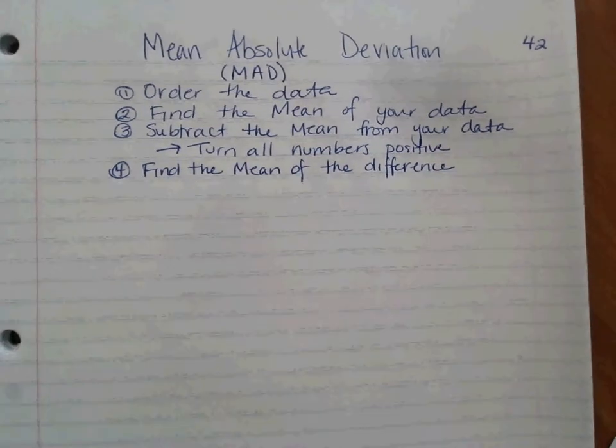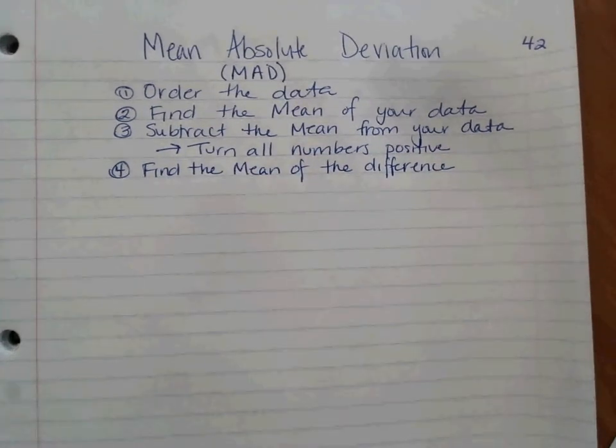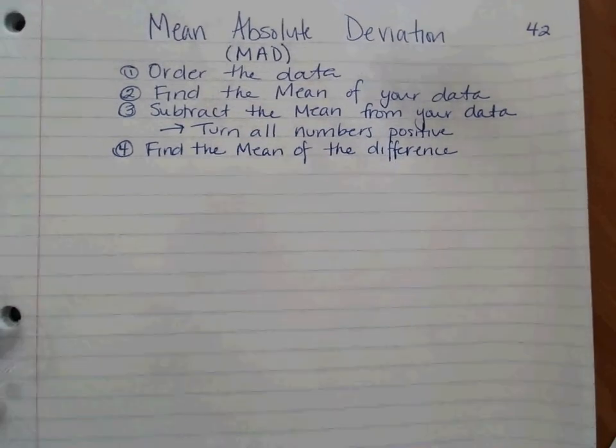So you're going to order the data from least to greatest. You're going to find the mean of your data. You're going to subtract the mean from your data. You're going to turn all those numbers positive, and then you're going to find the mean again of these new numbers. So here is an example.